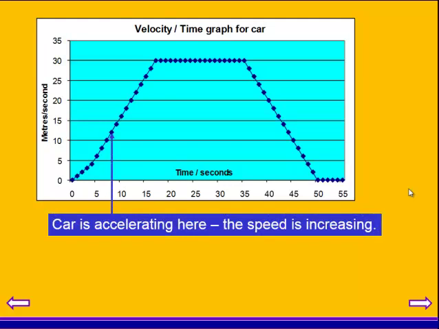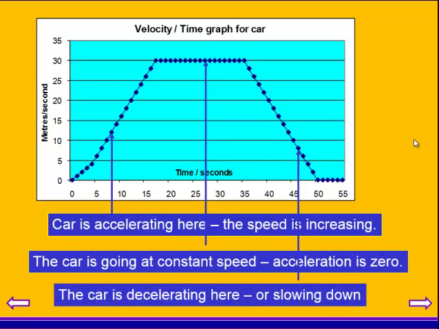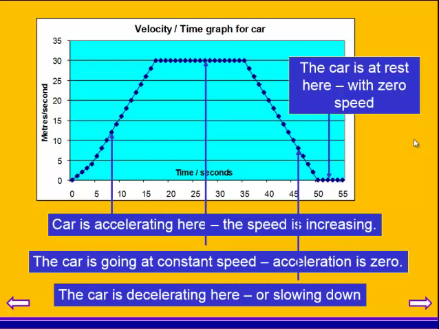If we see a gradient that is upwards, the speed is increasing. If it's horizontal, it means it's a constant speed and acceleration is 0. And if we see a downward gradient, that means that the car is decelerating. And obviously, if the line is horizontal along 0, that means there is no speed at all and the car is stationary.